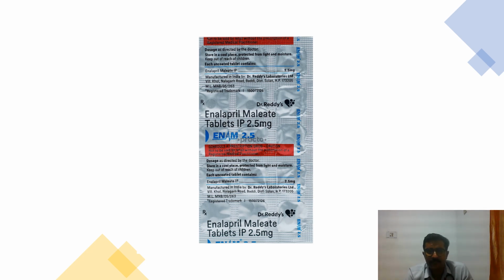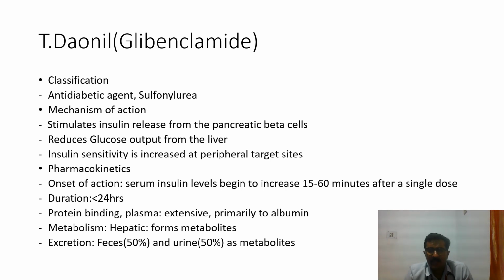So coming to glibenclamide. As you are aware, it's an anti-diabetic agent classified under sulfonylurea. This group of drugs is also known as insulin secretagogues. The mechanism of action includes stimulating insulin release from the pancreatic beta cells, reducing the glucose output from the liver, and increasing insulin sensitivity at the peripheral target sites also.